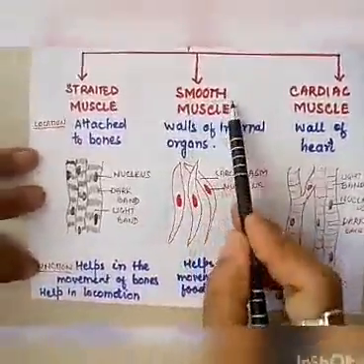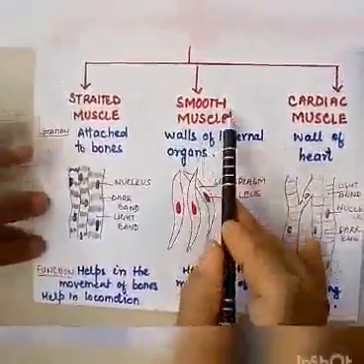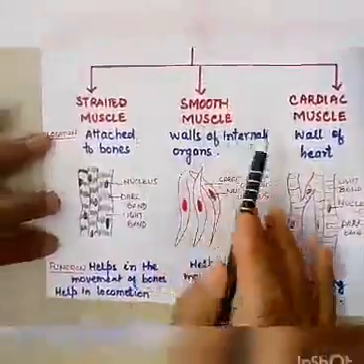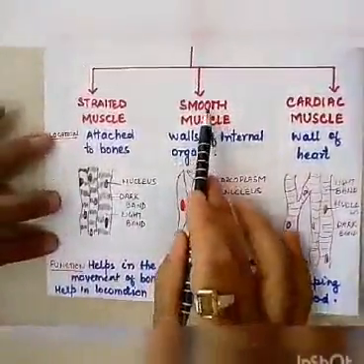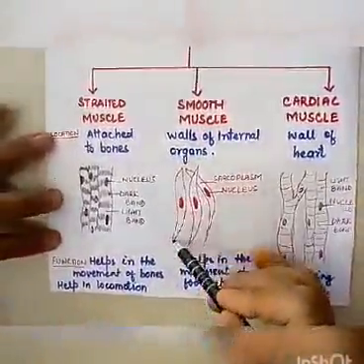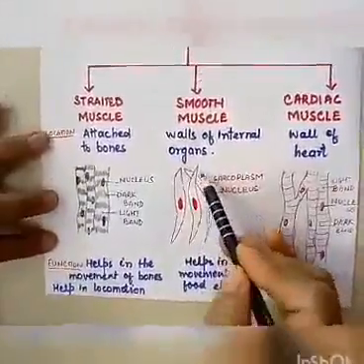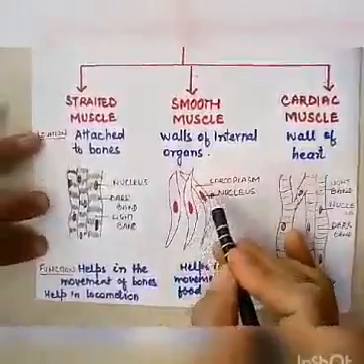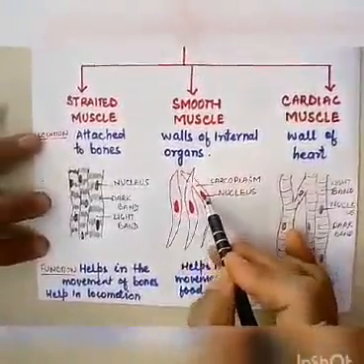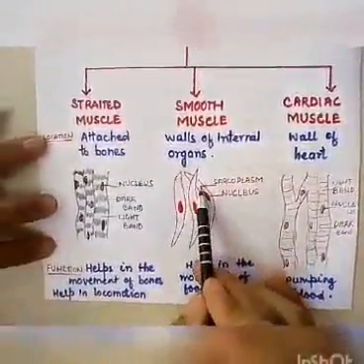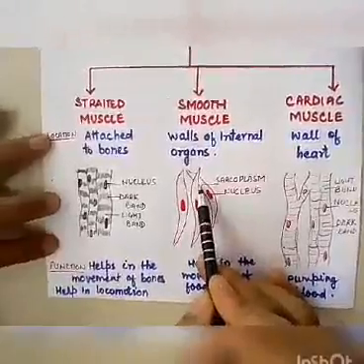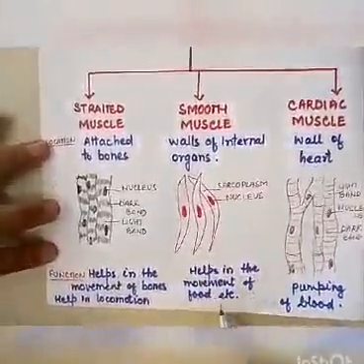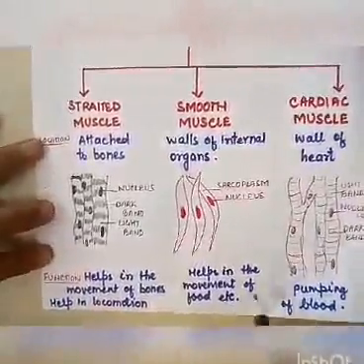The second type of muscular tissue is smooth muscles, which you find in the walls of the internal organs. All the internal organs are lined by smooth muscles. You see they are spindle shaped, tapering at both ends. One nucleus is present, single nucleated. The cytoplasm of the muscle cell is known as sarcoplasm, and it helps in the movement of food in the alimentary canal.